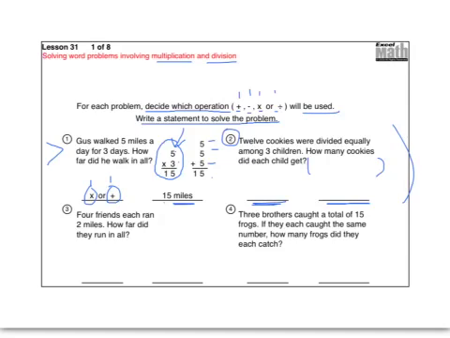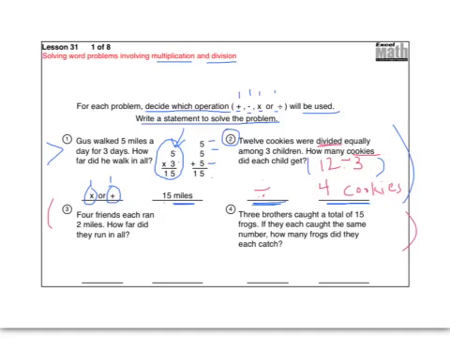Alright, what you should have done: 12 cookies were divided equally among 3 children. If you're dividing the cookies, you're going to put a division symbol right there. 12 cookies divided among 3 children, and that's equal to 4. It says how many cookies did each get? So you have to write 4 cookies. Alright, pause the video, go ahead and do 3 and 4. Turn it back on when you're ready for the solutions.